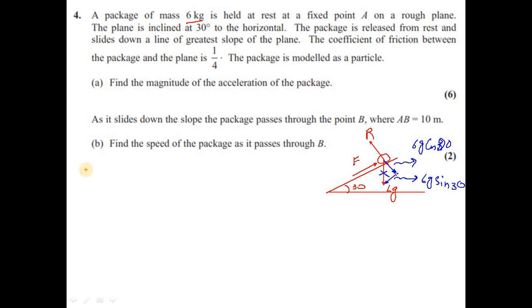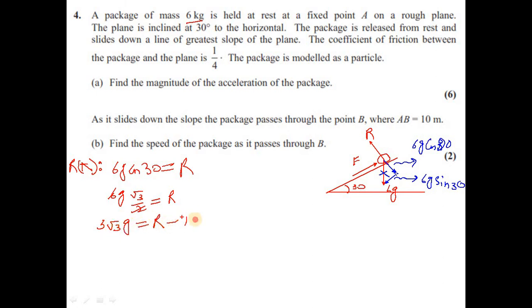So we have forces perpendicular to the plane. We have 6g cos 30 is equal to R, and then you can substitute the cos 30 value. So 6g times cos 30, which is root 3 upon 2, is equal to R. 2 and 6 cancel, so this is 3 root 3 g is equal to R. This is your first equation.